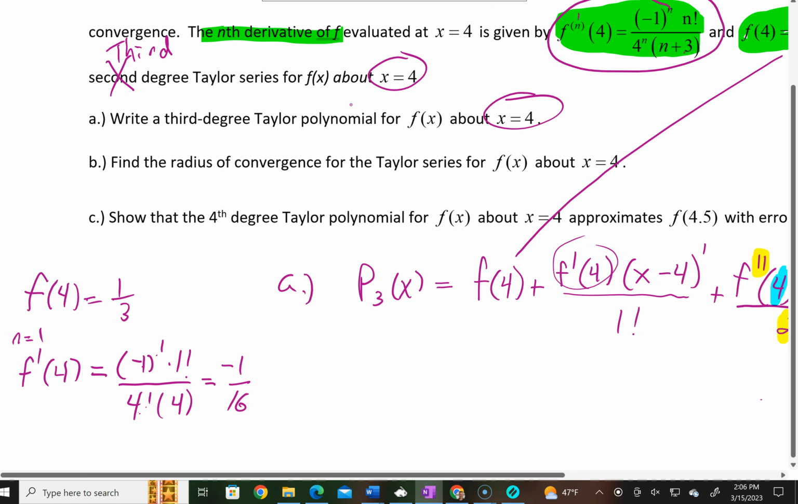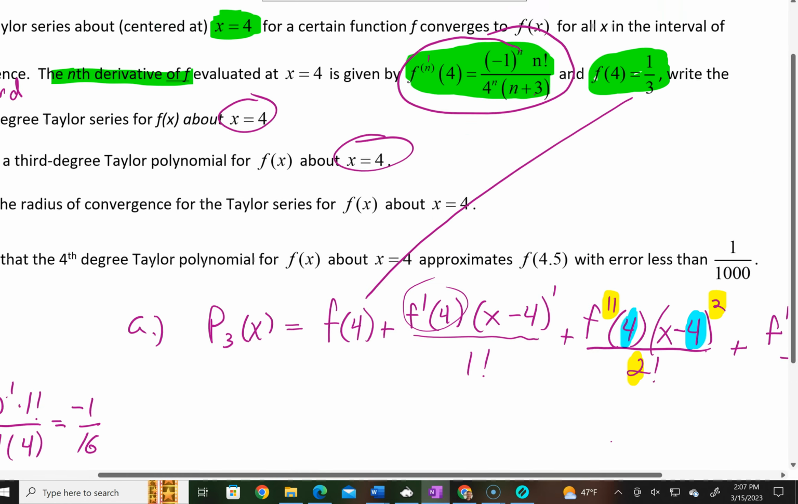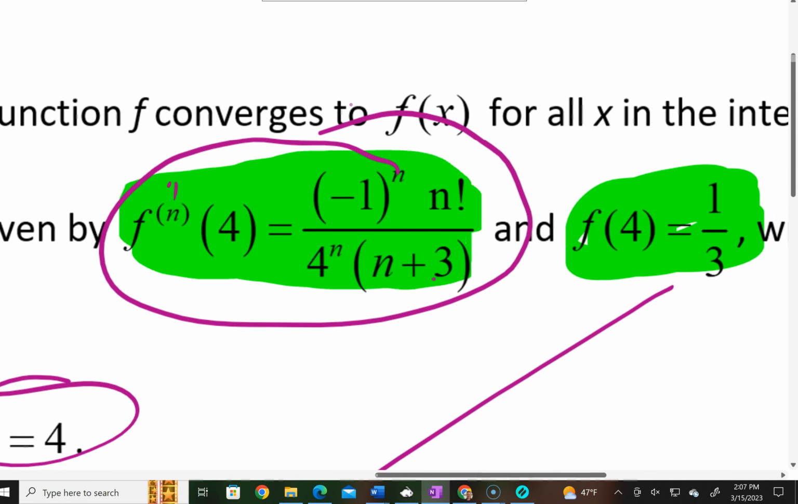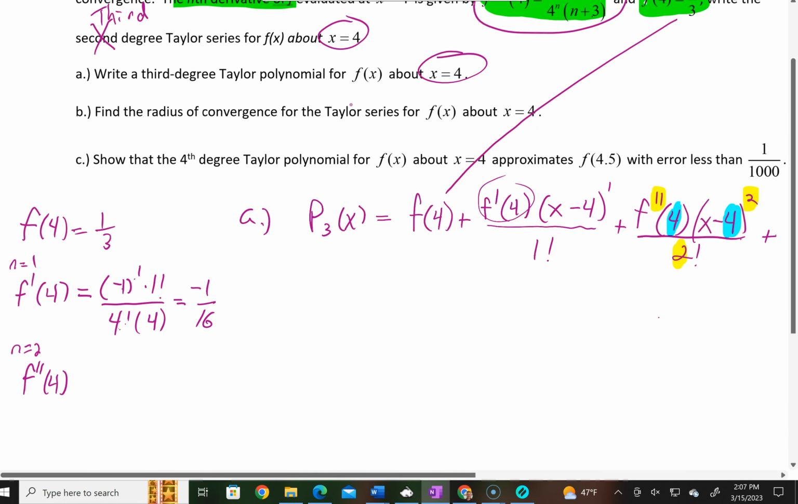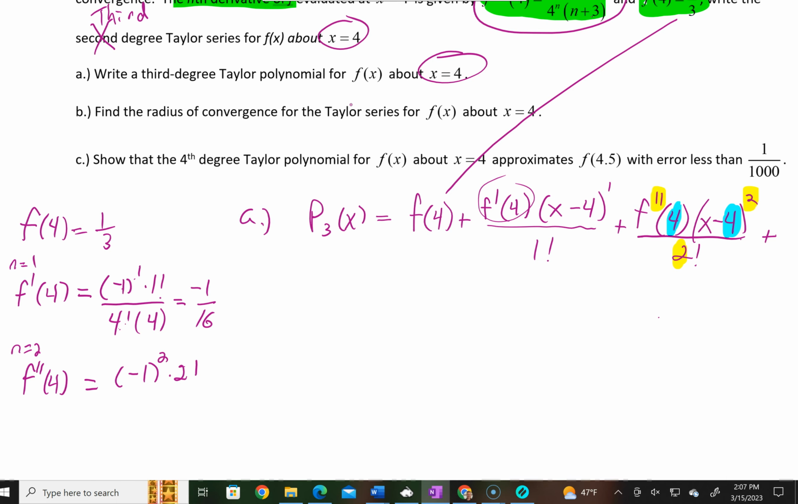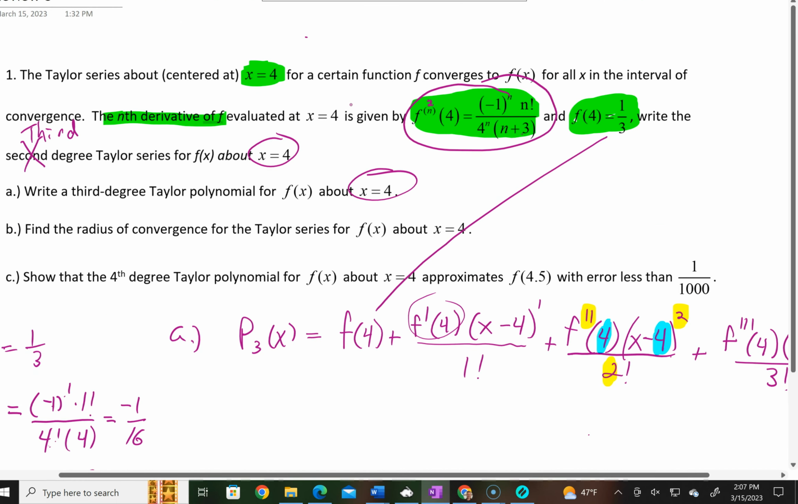You'd say, well, wait a minute. I'm also going to have to get a second derivative. You know what? That means let n equal 2. It's like coming back up here. You're saying, well, what if I'm finding the second derivative? Then that becomes negative 1 squared 2 factorial. And then down below here, you'd get 4 to the second.